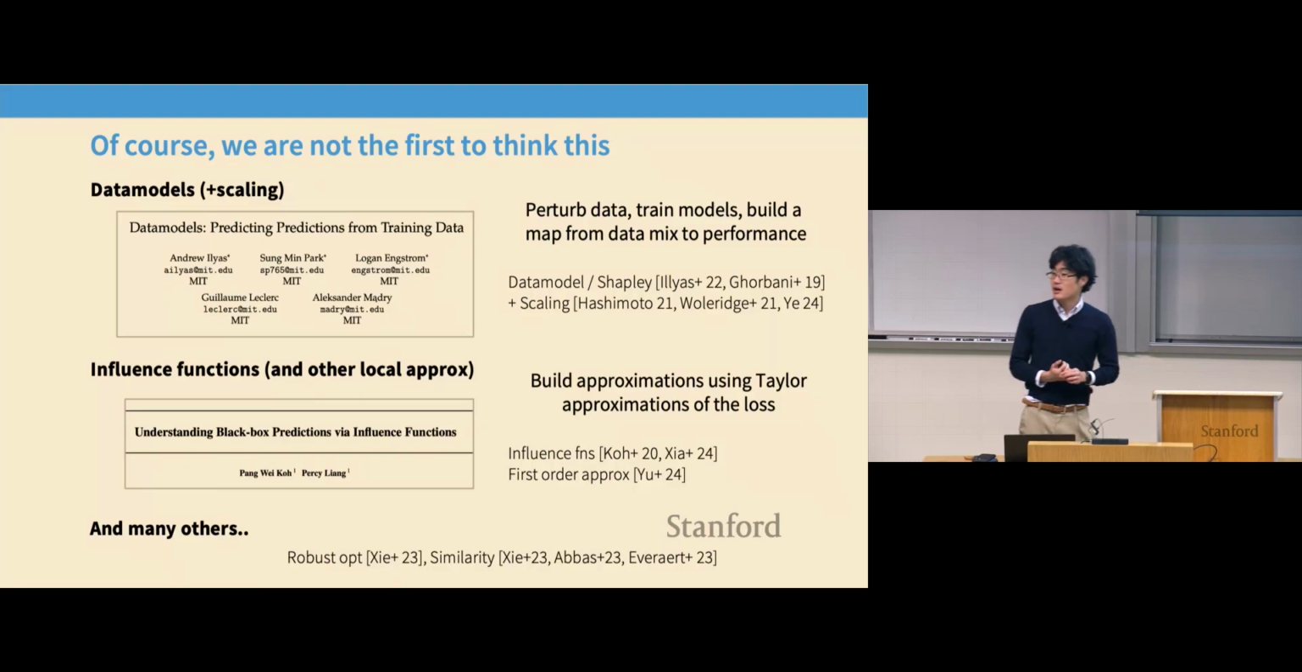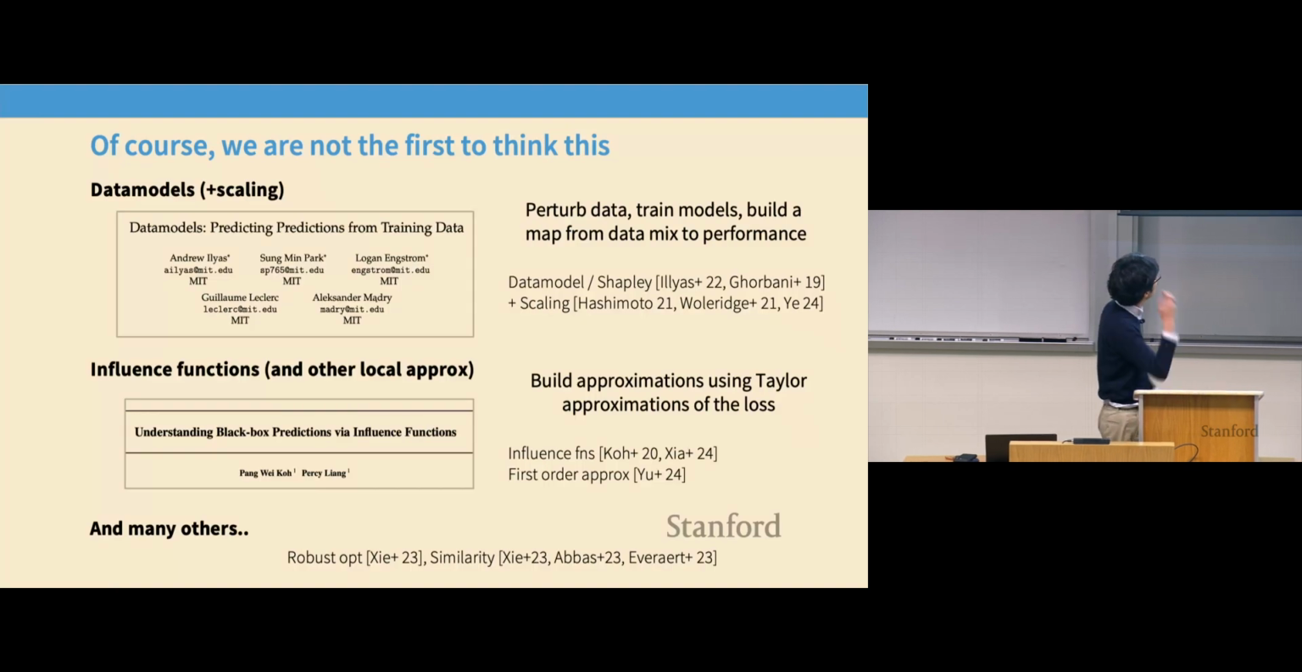One approach called data models has been proposed by some folks at MIT, and this is a very simple idea. It says, I want to understand what good data looks like. Let me train a bunch of different models, removing data on each one, and then let me build a big regression model that goes from which data was included to what my downstream performance was. A very simple, let's just make a big regression model approach.